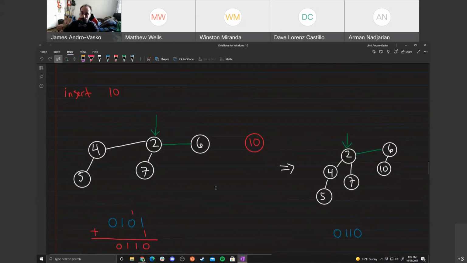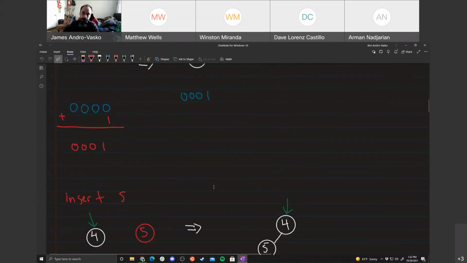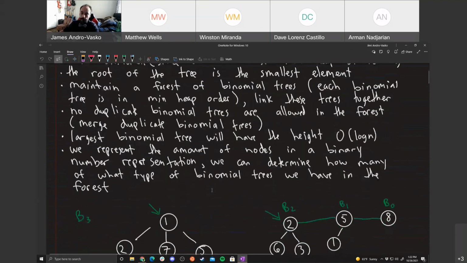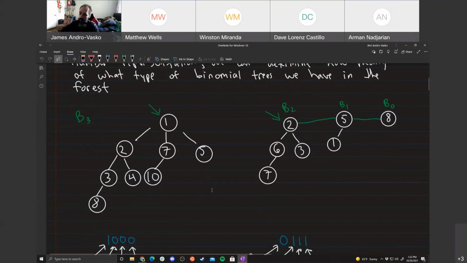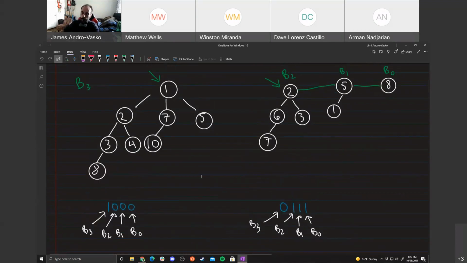So the idea of binomial heaps, to refresh this: we essentially have a priority queue structure where we're going to use a min heap for our examples. It means the parent has a smaller value than all of its children. And the idea is we have several binomial trees that we connect together, so you have a forest of binomial trees, essentially. We use the amount of elements we have in our structure, a binary number representation, so we know what type of binomial tree we have in this particular instance of our binomial heap.